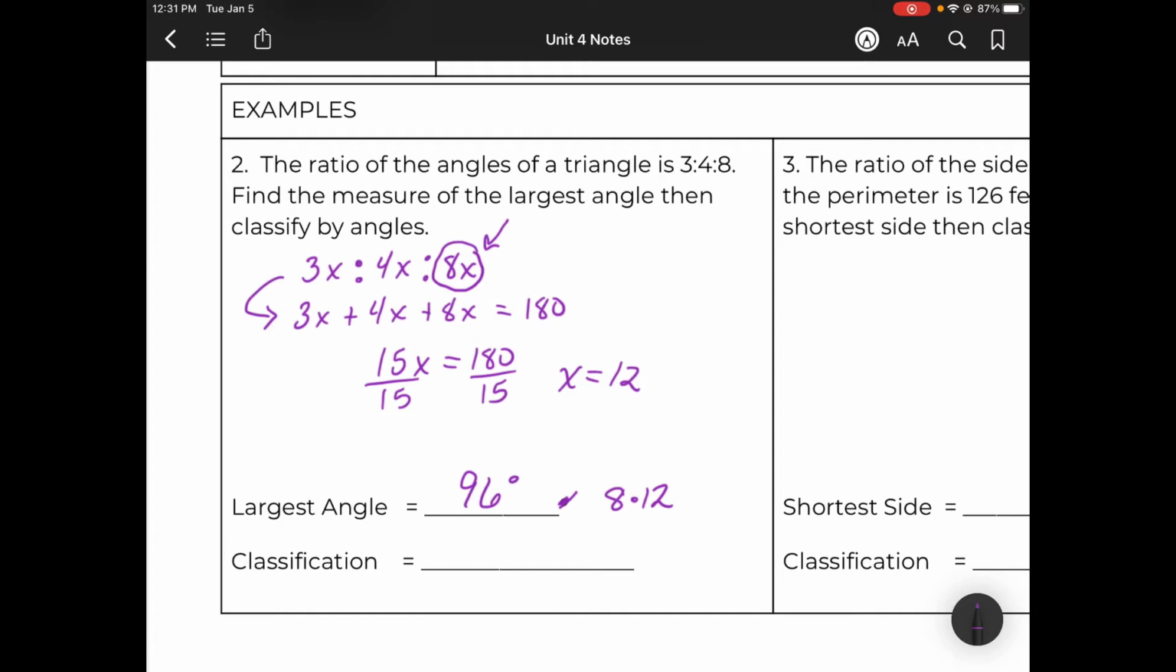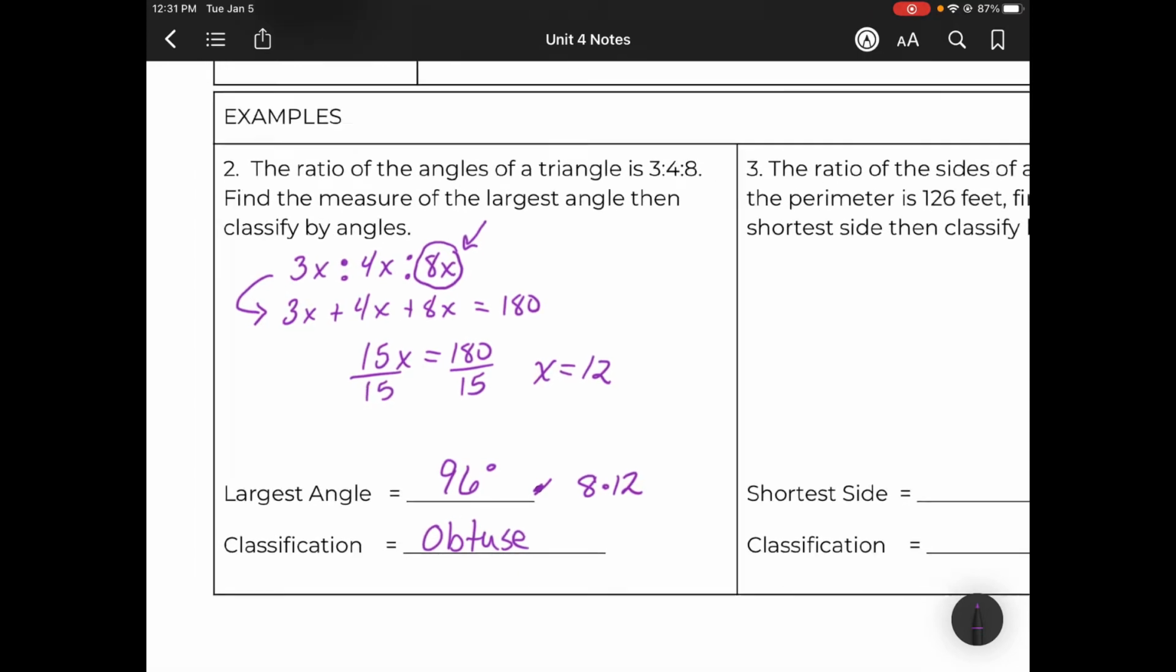Now, as you look at this, the classification by angle measures must be either acute, where all the angles are less than 90, or right, where there's one right angle, one angle equal to 90, or obtuse if there's one angle greater than 90. And this largest angle measure is greater than 90, so this is an obtuse triangle.